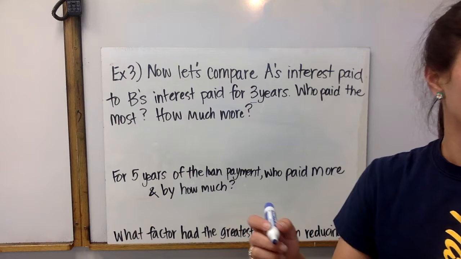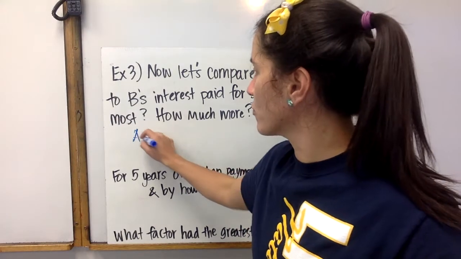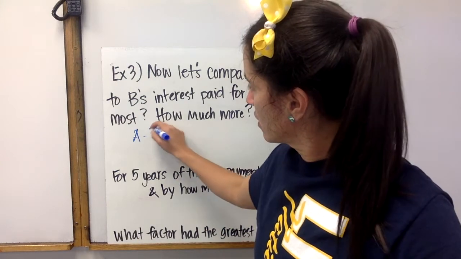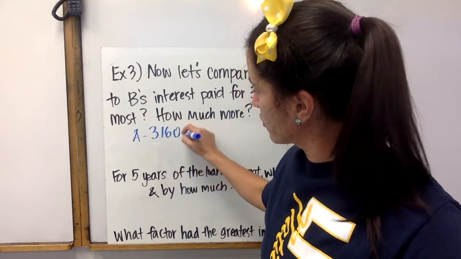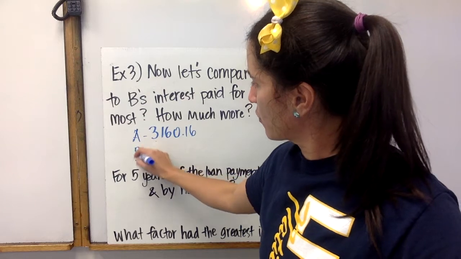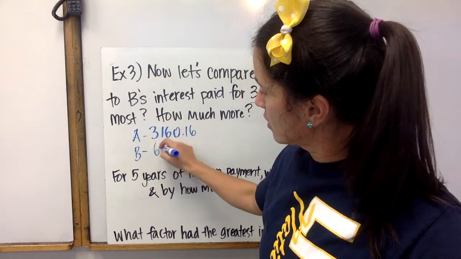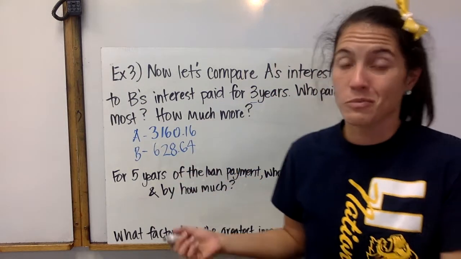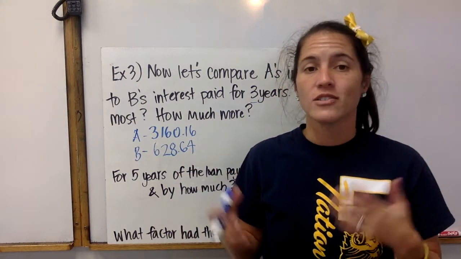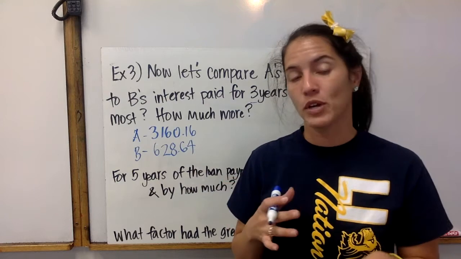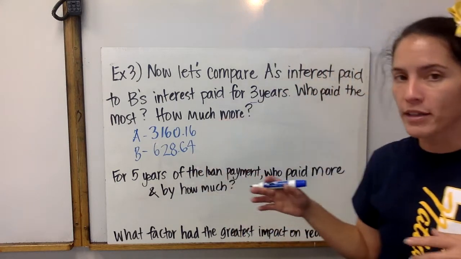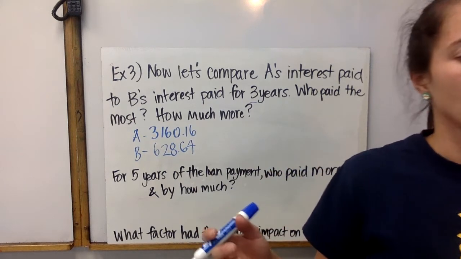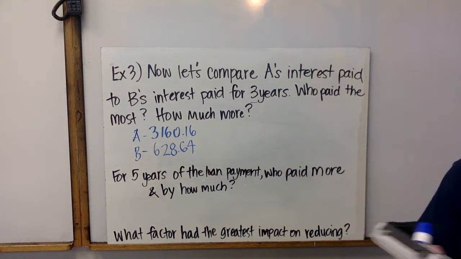So first let's write down what Anthony paid for 3 years. Anthony paid $3,160.16, and Bree paid for 3 years $628.64. If you're not sure where I'm getting those numbers, I'm just getting them from examples 1 and 2. So we're looking at the interest that Anthony and Bree paid for 3 years. Who paid the most? Well, Anthony paid the most.